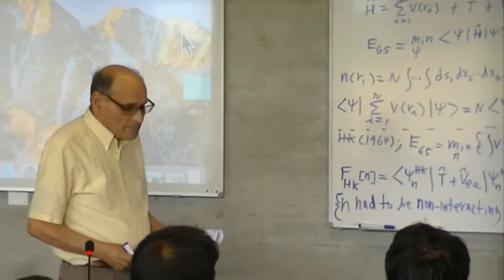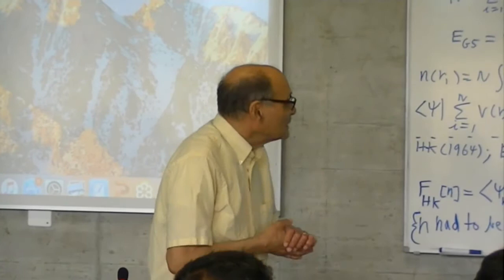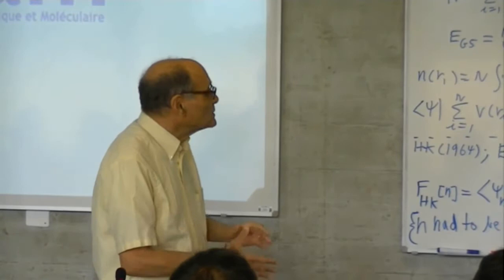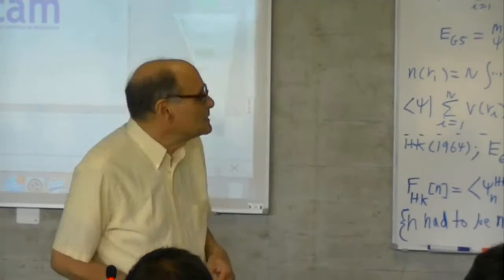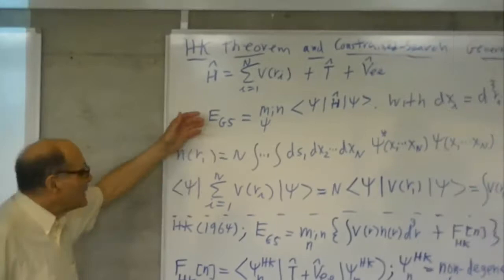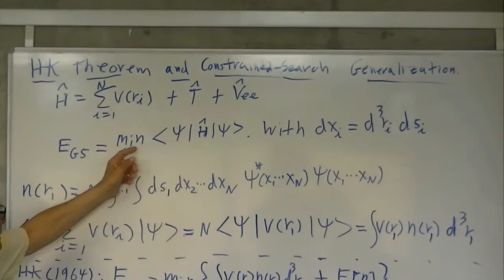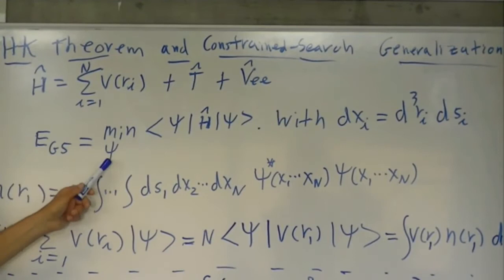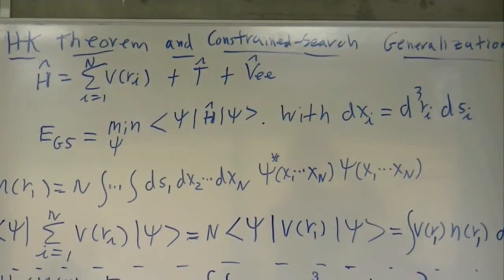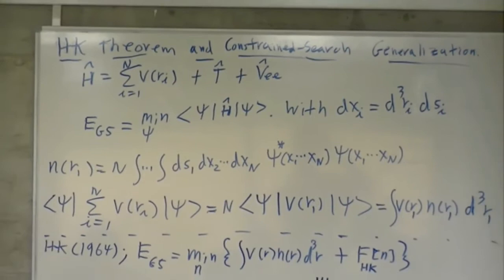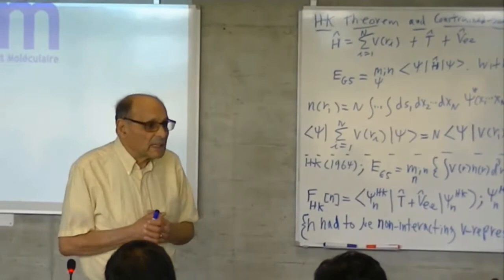The first talk deals with the existence theorem, the Hohenberg-Kohn theorem, and the constraint search generalization. Of course, at the beginning in the 1920s, you had the Schrodinger equation, and the ground state energy is obtained by this minimization here, where H is the Hamiltonian, and the minimum over psi, where psi is anti-symmetric and normalized to unity. Of course, this is a very cumbersome problem for n electrons if n gets large.